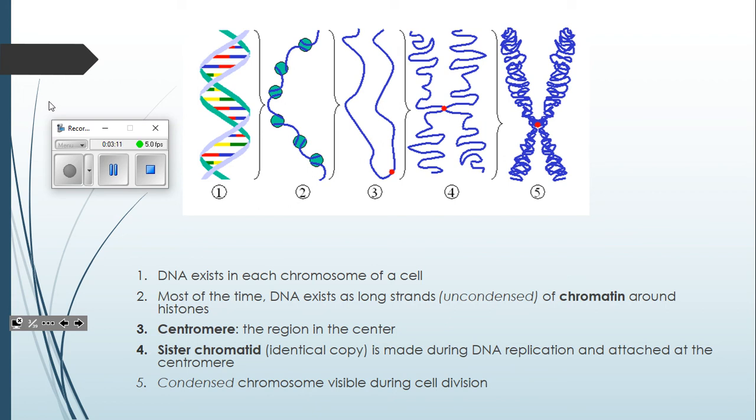Now, DNA in these long strands will have this region in the center. It's highlighted red on my picture just so that it stands out. It is not red in real life. In fact, your DNA is colorless in real life. It's very ugly. This is very pretty to look at. But it's called a centromere.